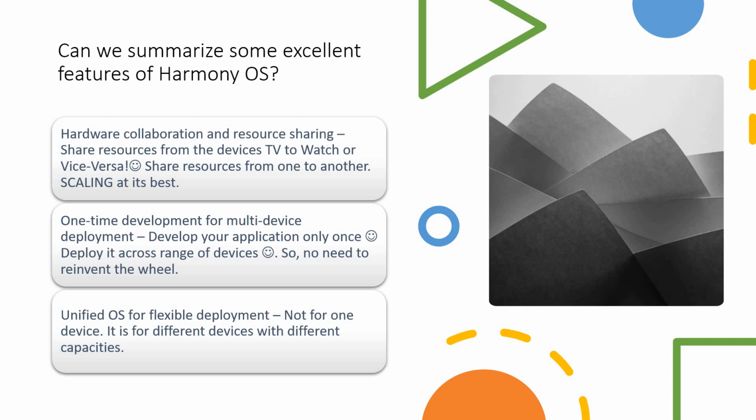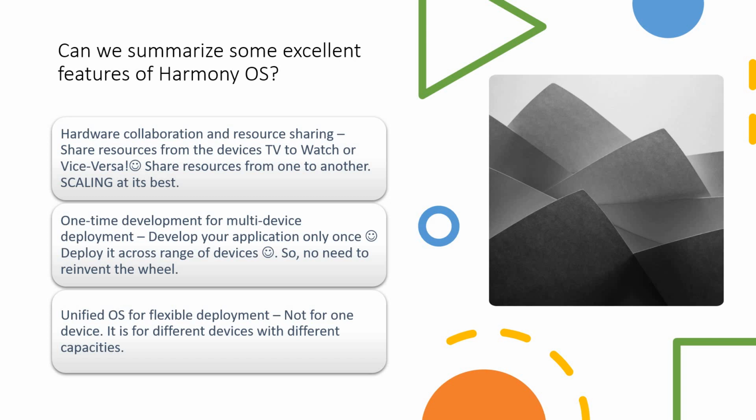This is going to be scaling at its best. You can share the resources, you can scale the resources to the next level. So if I have some additional resources in terms of smart TV, if I can borrow it for the smartwatch, if I can borrow it for another device, that's going to be excellent resource sharing, and this is called hardware collaboration. This hardware collaboration is going to be the future, and Harmony OS provides you that.